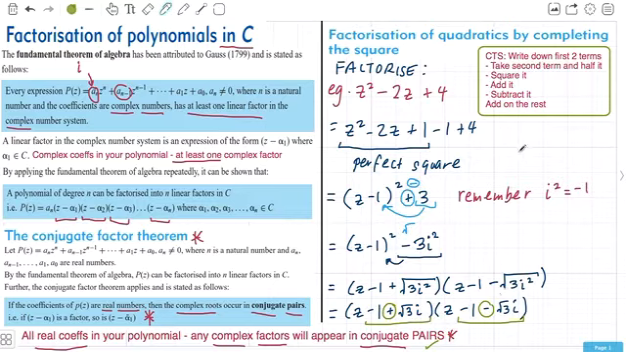So for the rest of the section, we're going to be focusing on factorisation techniques for polynomials.